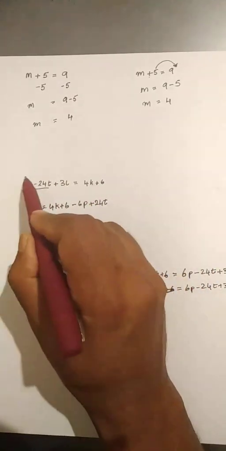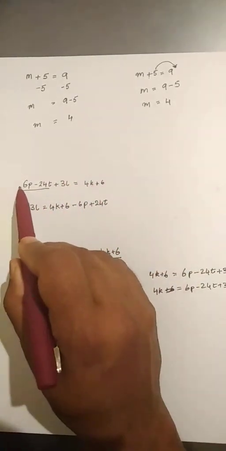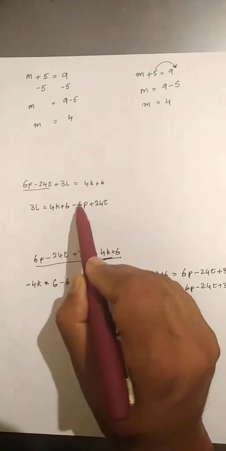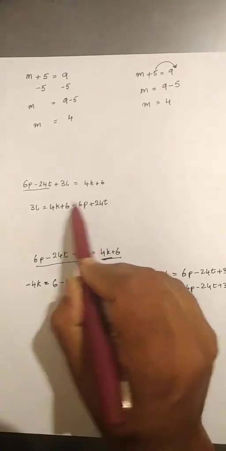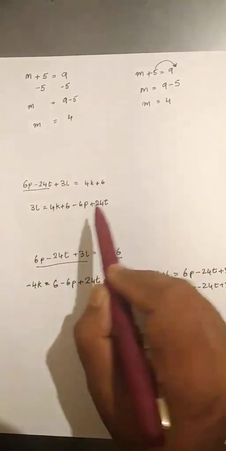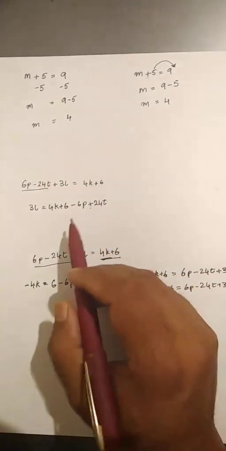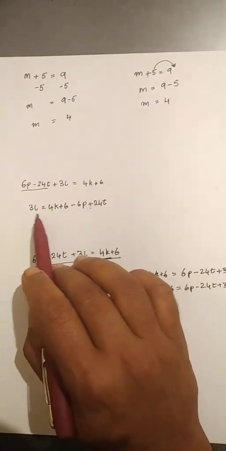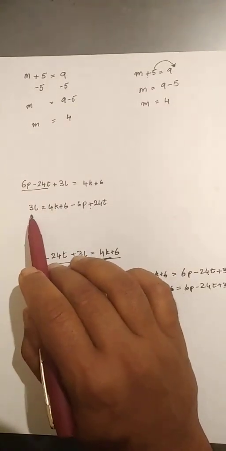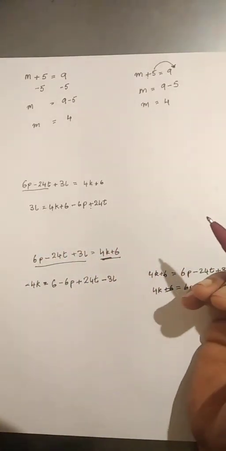What did we say? When we move this term across, its sign will change. So it was positive 6p, this will become minus 6p. And this was minus 24t, so when we move it across, it will become plus 24t. We have now finished this sum because we have got the L term onto the left hand side. Everything else is on the right hand side.